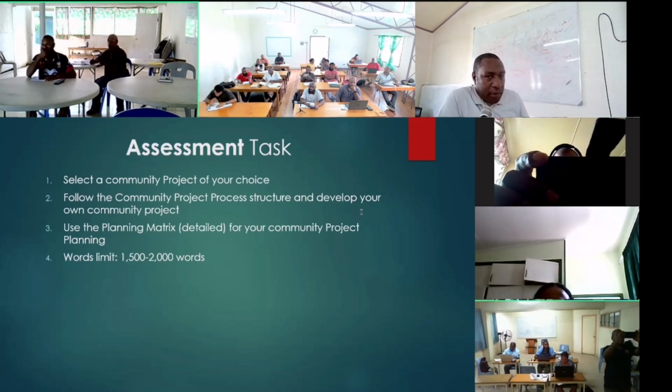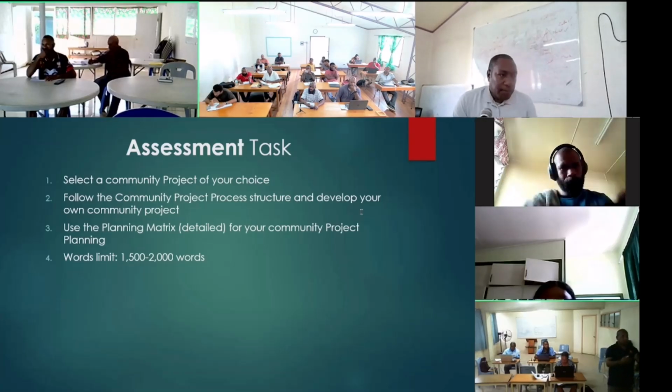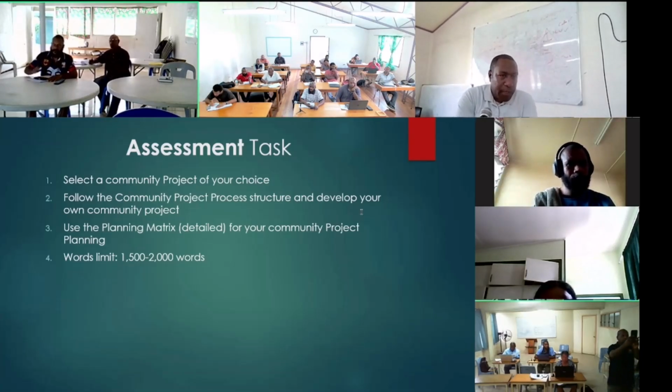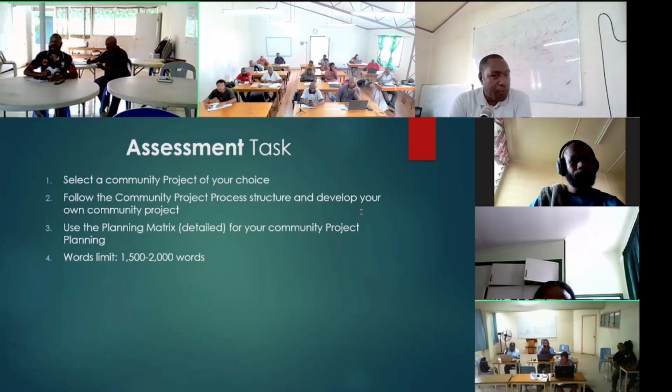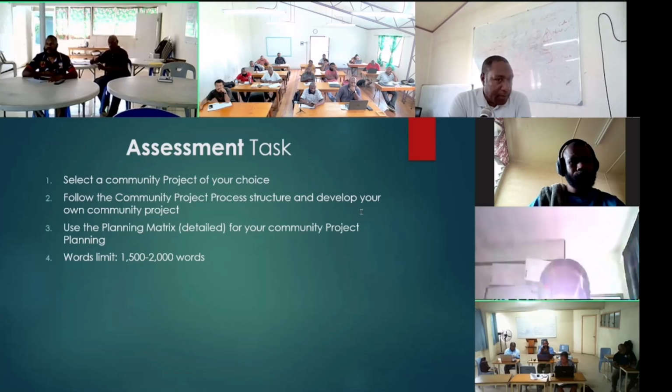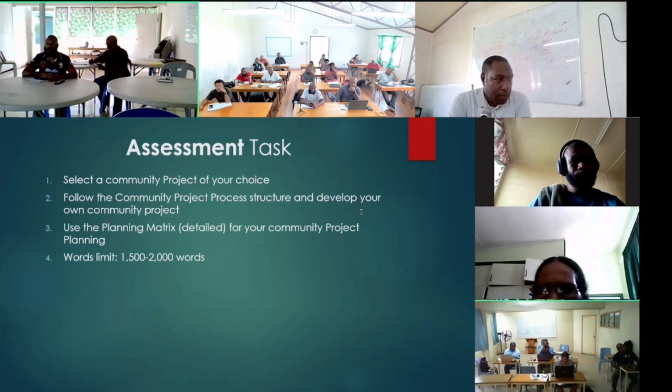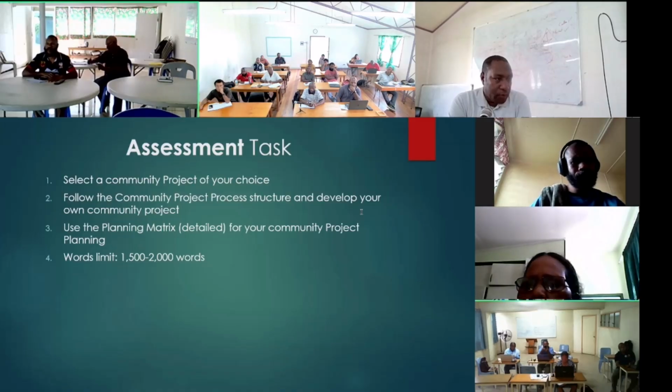But this is how you're going to write your first task for this topic. Firstly, you will have to select a community project of your choice. Second, you will follow the community project process structure that we just went through. And now you will develop your own community project by using the activity planning matrix that I just went through for your project planning. The word limit is 1,500 to 2,000 words.